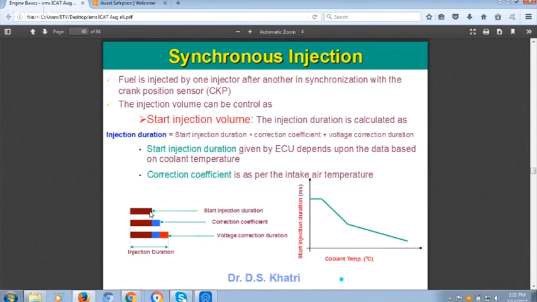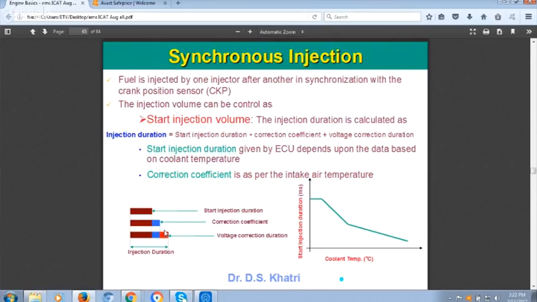So the basic duration of injection is this one. Then voltage correction, this red one. And this is a correction coefficient which may be due to the air temperature, because as we have discussed a lot, when the temperature of the air changes, air density changes, and the mass of air will change. Accordingly, the quantity of fuel to be injected will change. To make that change happen in the duration of injection, this is the correction factor, the blue one. So the final duration of injection will be this plus this plus this.